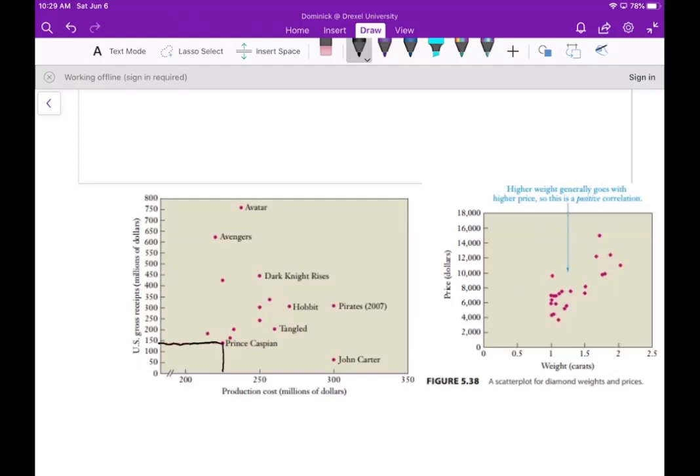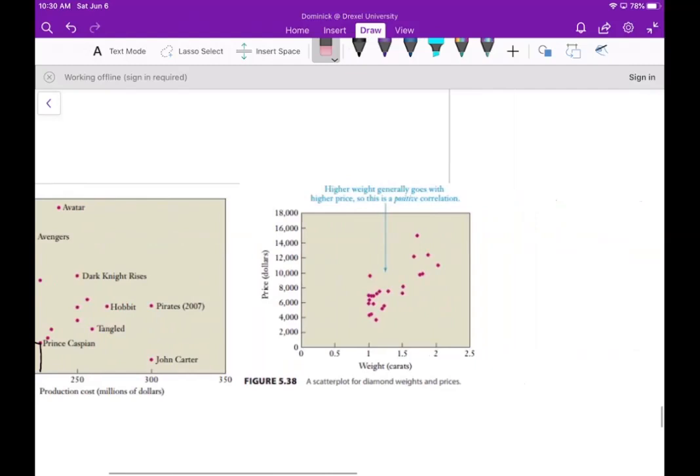It would be hard to draw it on here, but you would want your receipts to be much bigger than your production costs, so that you can make a profit. It seems like this is somewhat positively correlated, because you would hope that as the production costs increase, the receipts on the movie would increase, but of course that's not always the case.